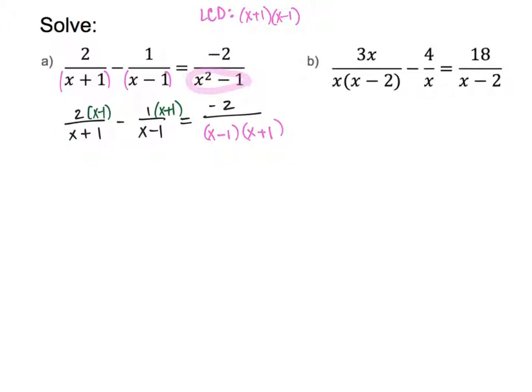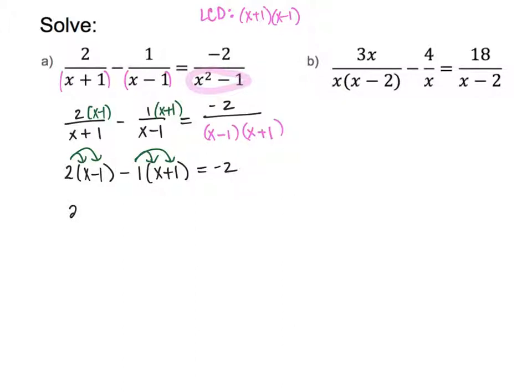So once I get all the denominators to be the same, that means I can cancel out the bottom and just focus on the top, because I've already multiplied the top by whatever the denominator was missing. So the top here is really just 2 times x minus 1, minus negative 1 times x plus 1, equals negative 2. Just like before, I'm going to distribute the numbers. Oh, notice that you have a negative 1 in front of this parentheses, so make sure you distribute that negative sign.